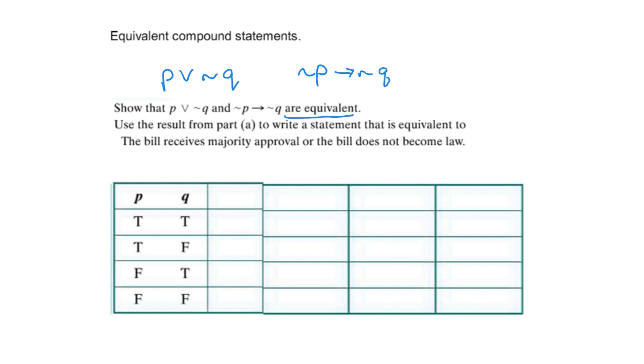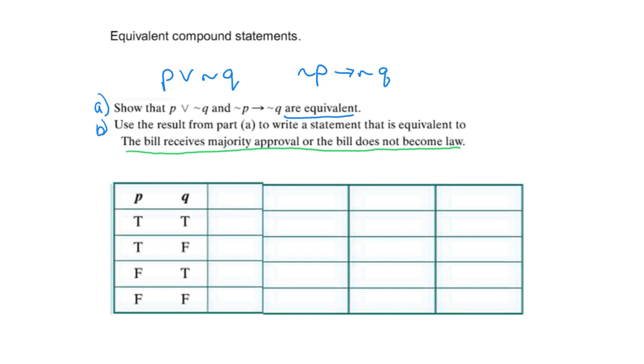One of the ways that we can show that they are equivalent or even not equivalent is to do a truth table and compare the column results for both of those statements. And then it says, use the result from part A, which is this part right here, to write a statement that is equivalent to, and this is your part B. So our statement says the bill receives majority approval or the bill does not become law, and that's going to be part B. So let's first take a look and see what we need to do to find the truth table for each one of those compound statements.